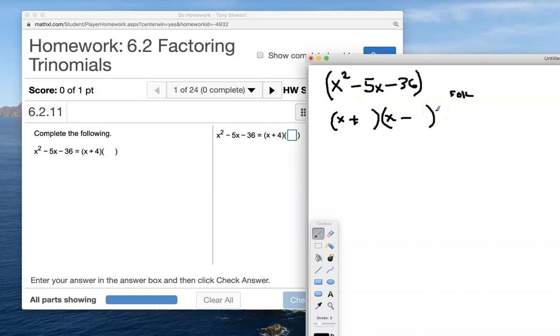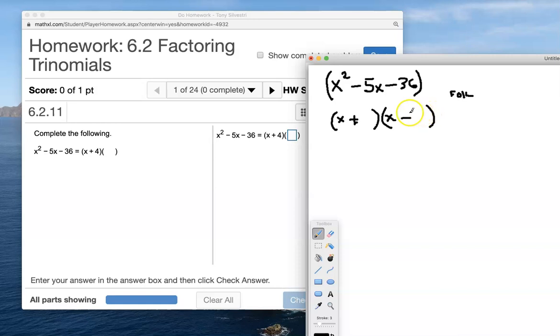And so what I always tell my students is, think about it. Give me two numbers that multiply together to give you 36, but add or subtract to be 5. So what numbers can you come up with that multiply to be 36? Now, you need to know your times tables. And you need to know how to add or subtract negative numbers.